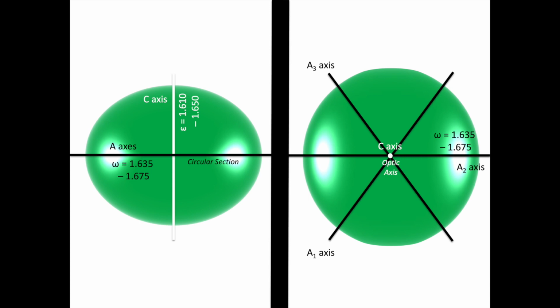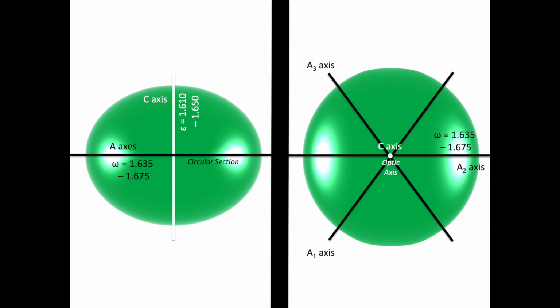This is a three-dimensional representation of the refractive indices of our tourmaline. And as our tourmaline is uniaxial, it's going to be defined by two refractive indices, epsilon and omega. Refractive index epsilon is going to be aligned with the C crystallographic axis, and refractive index omega is going to be associated with the plane of the A axes.